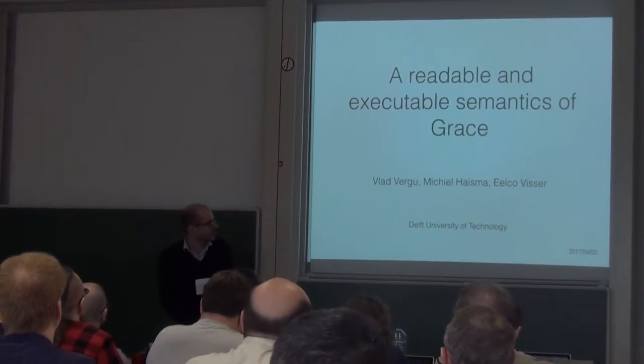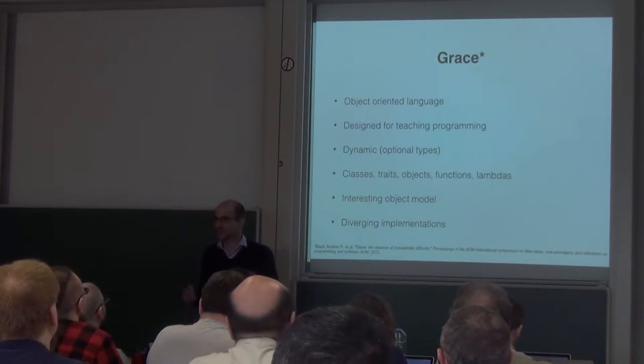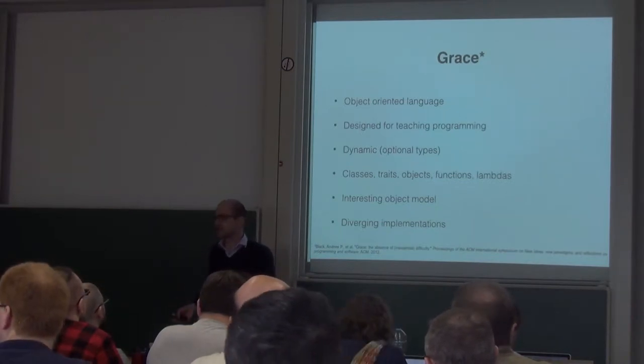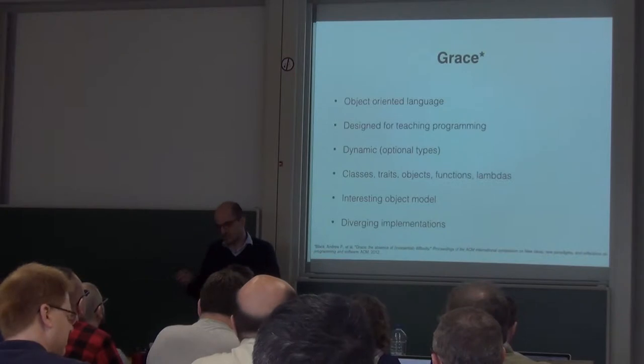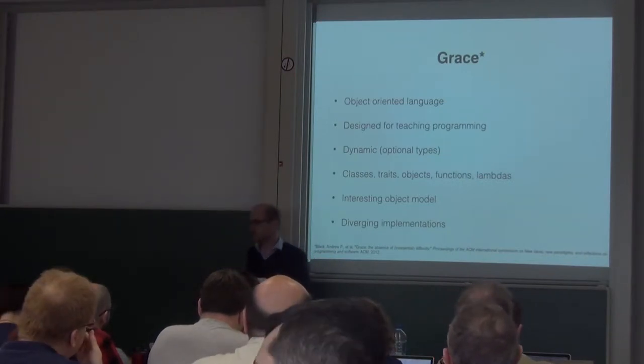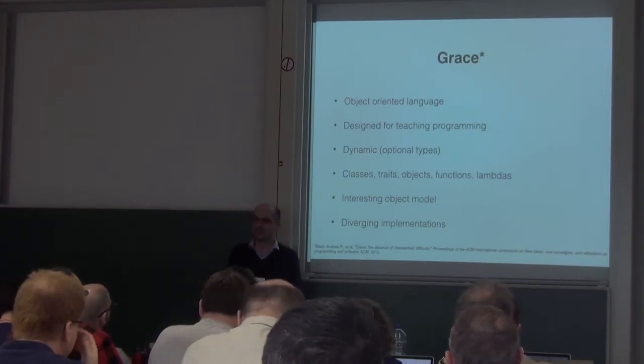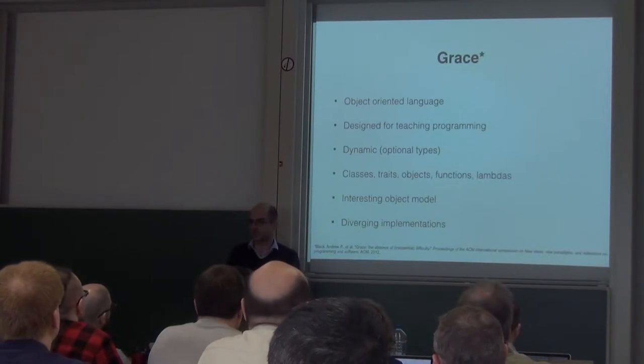Good morning, thank you. So a bit more about Grace. As you've seen already, Grace is an object-oriented language. It was designed specifically, pragmatically, for teaching programming. It's a dynamically typed language with an optional type system. It has classes, traits, objects, functions, and lambdas. It has a very interesting object model.